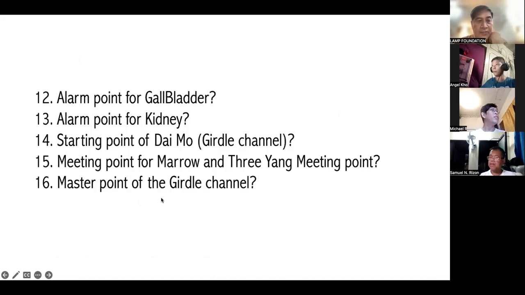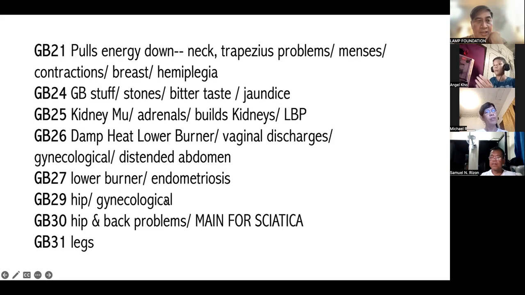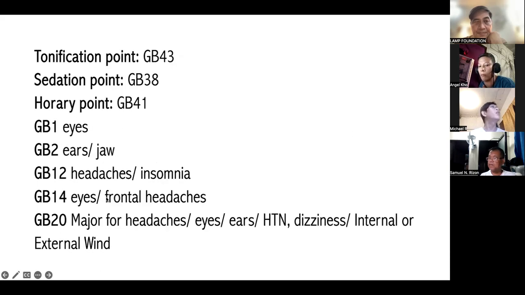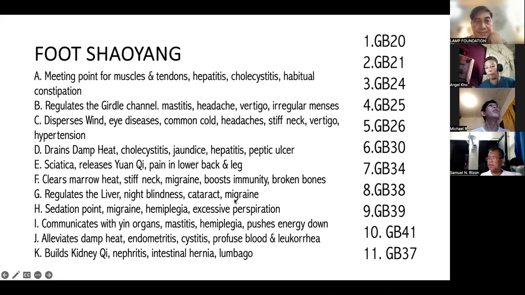Let's take a look at gallbladder 24 to make it easy. I don't think you can memorize this right away. So GB24 is for gallbladder issues, stones, bitter taste, jaundice. So what is your answer here? Letter D. Because when you talk about gallbladder issues, it's almost always damp heat in the gallbladder. So it drains damp heat, cholecystitis, jaundice, hepatitis, peptic ulcer. Okay, number four.